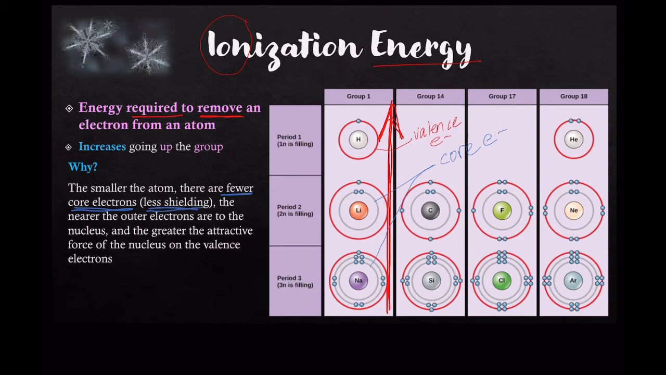So the outer electrons are not as shielded from the nucleus as you go up a group as the ones closer to the bottom are. When the nucleus is close to the outer electrons, the attractive force that the nucleus is able to exert on the valence electrons increases. So it becomes more difficult to remove a valence electron from the atom. So that's why we say as we go up a group, the amount of ionization energy required to remove an electron increases.